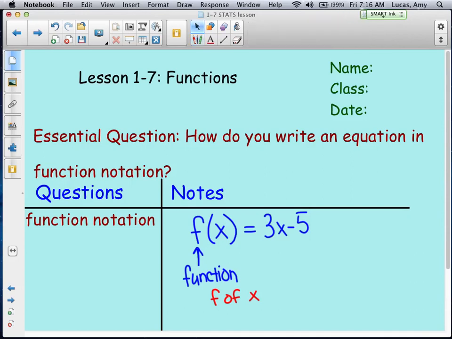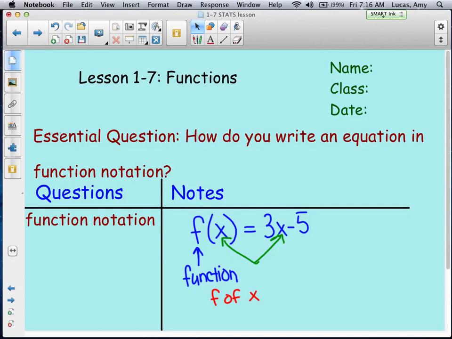Now the letter f is sometimes changed to g or h or another letter like that. That would just be if you have multiple functions, they don't want to use the same letter. So f of x means that it's a function in terms of x, so that the variable on the other side has to match. So right here, this x in f of x means that you have to see the letter x on the other side. It's a function in terms of that variable.